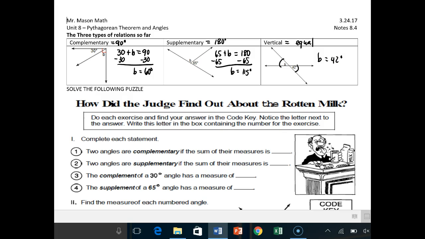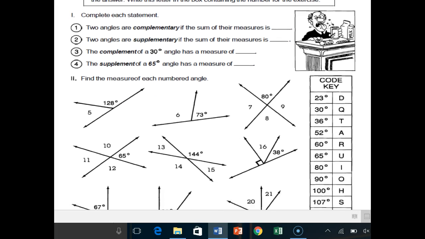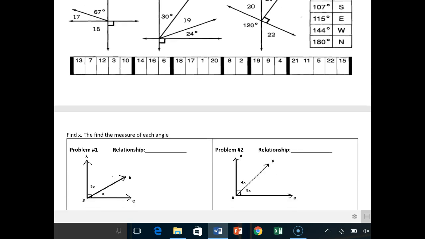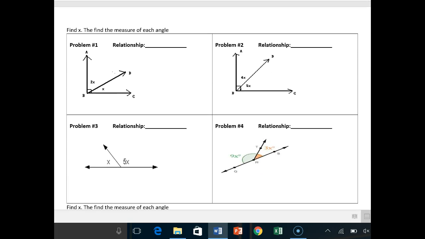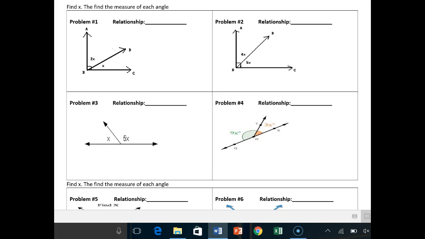Okay, we're actually going to skip the Edpuzzle for right now. We may do it later on, so go right over to the back side. What I want you to do is find x, then find the measure of each angle. So what does that mean? It means we have to plug x back in. That's going to be kind of a major step today that we have to do in order to get these angle measures.